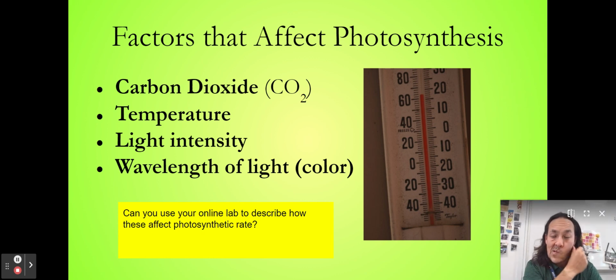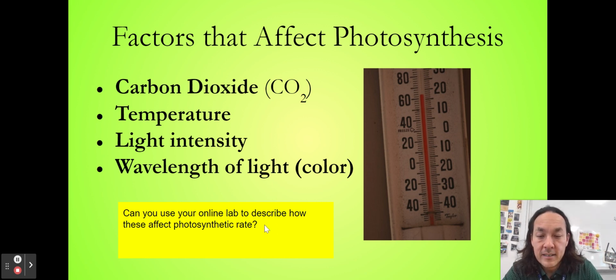All right, some factors that affect photosynthesis. Carbon dioxide. We're putting more and more carbon dioxide into the atmosphere. Is that helping or hurting plants or not leading to a change? Temperature. The temperature on Earth is rising. Is it helping or hurting plants or not leading to a change? Light intensity. How intense the light is on it, or how many photons are hitting it per second. And then the wavelength of light or the color.